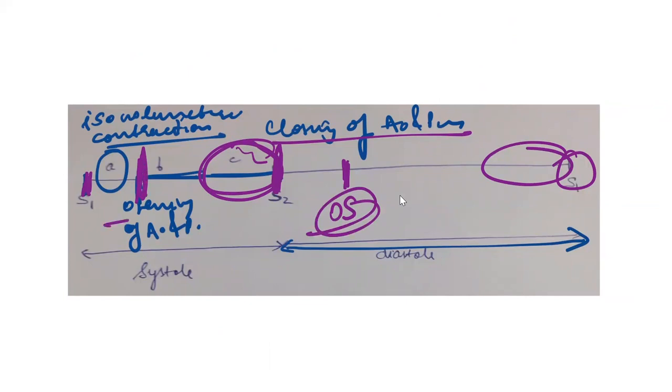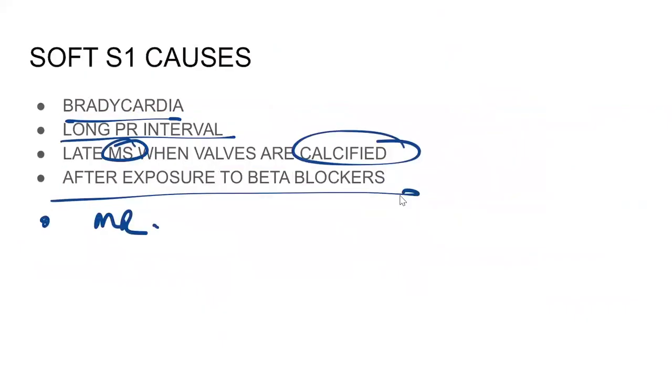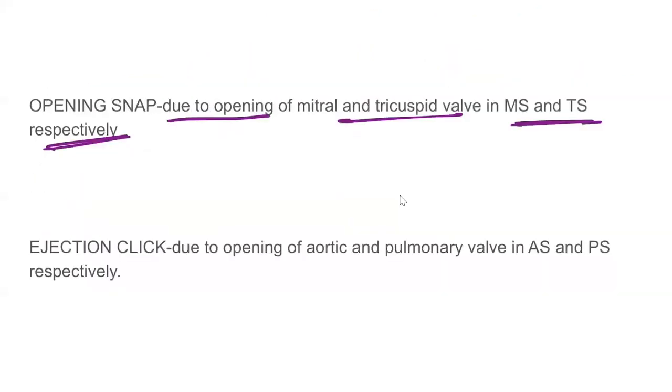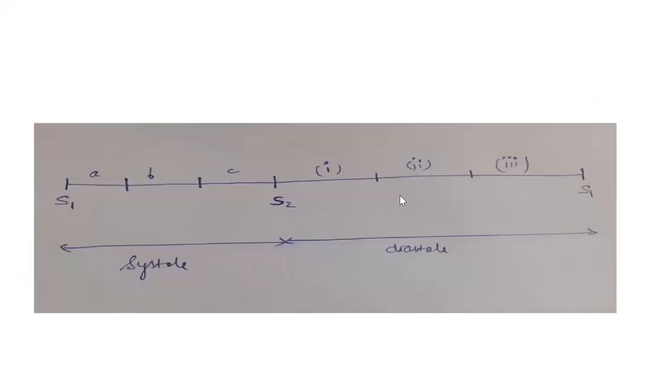And at this point, there is opening of aortic and pulmonary valve. So ejection click is present here. So ejection click is a systolic sound again, and opening snap is a diastolic sound. So ejection click is due to opening of aortic and pulmonary valve in patients of aortic stenosis and pulmonary stenosis. So again, in this diagram we have ejection click here, opening snap here.